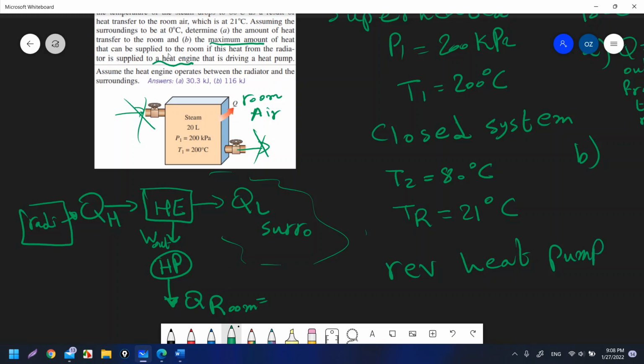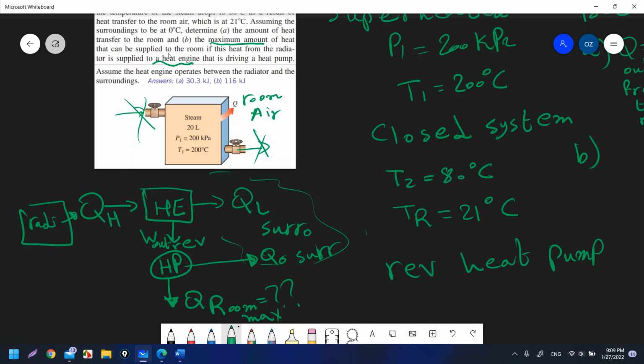That means the work from the heat engine is a reversible work, and it is an input reversible work to the heat pump. And this heat pump, of course, will not take all the work and convert it to Q. It also will reject some Q to the surroundings. Let's say Q naught to the surrounding, differentiated from QL. So he wants to find the Q room. It is the maximum amount of heat that can be supplied.